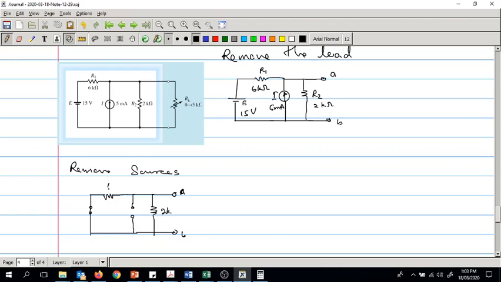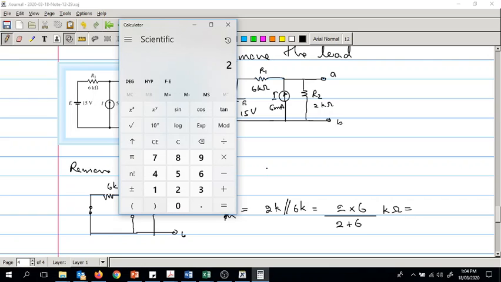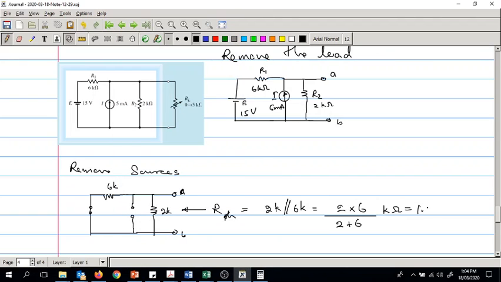This is 2k, this is 6k, and you want to find the resistance RTH here, the Thevenin's resistance, which is equal to, you can see that the two resistors are in parallel, so it is 2k parallel 6k, which is 2 into 6 divided by 2 plus 6 kilo ohms, which is 1.5 kilo ohms. That is the Thevenin's resistance.